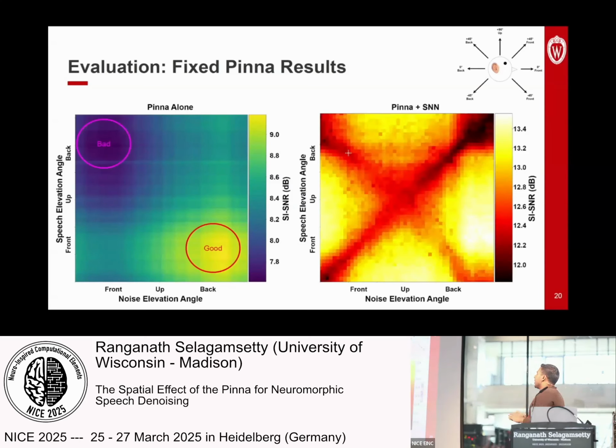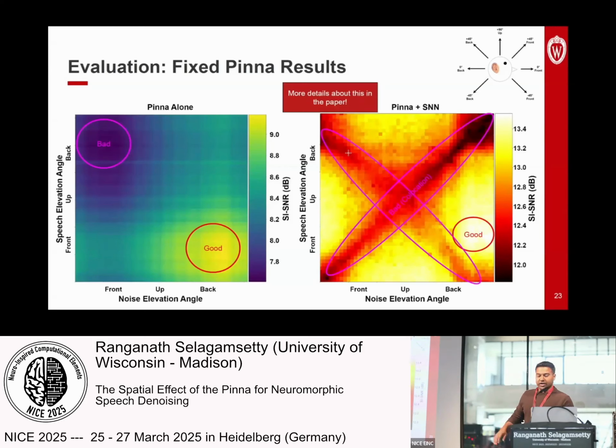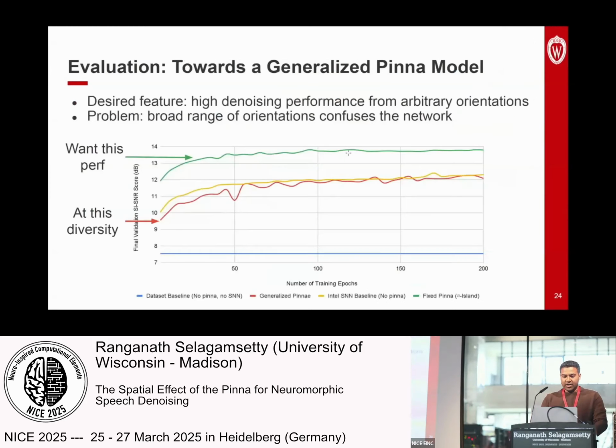When we feed this into our spiking neural network, we see some pretty interesting patterns emerge. First, of note, our good portion is still pretty much there. It may have moved a little bit, probably an effect of the Pinna. But we also see this region of bad performance on the correlated diagonal. And this intuitively makes sense, because if speech and noise are coming from the same position, it's really hard to distinguish the two, as a human. We also saw this weird oddity on the anti-correlated diagonal. If you're interested, there's more details in the paper.